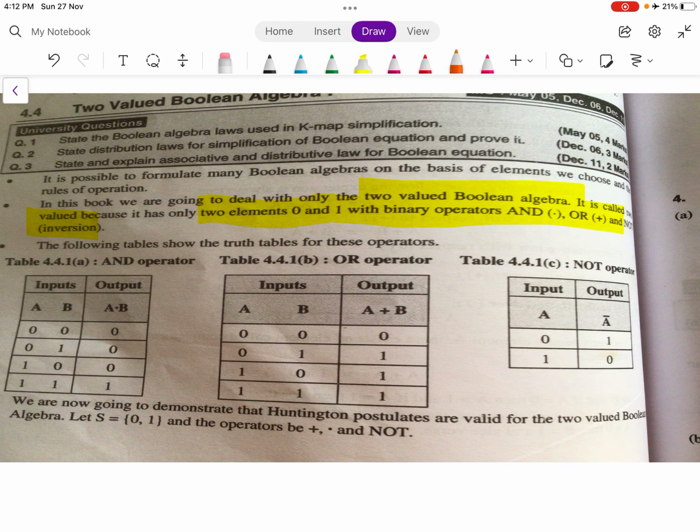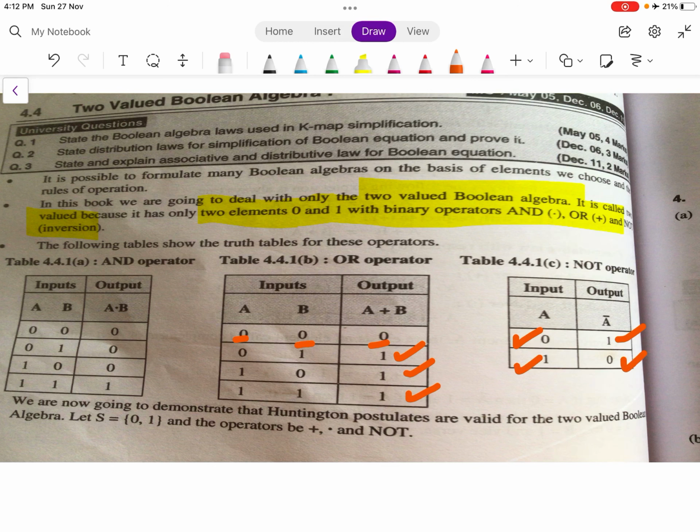So in case of AND, if both are true, then true; otherwise it is false. In case of OR, if both are false, then false; otherwise true. So 0, 1, 1, 1, and 0, 1, 1, 1, 1. And in NOT, you take the complement. 0 becomes 1 and 1 becomes 0.